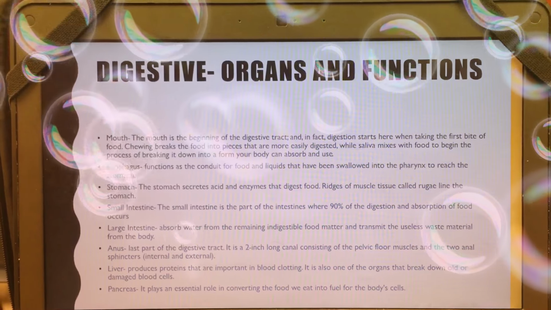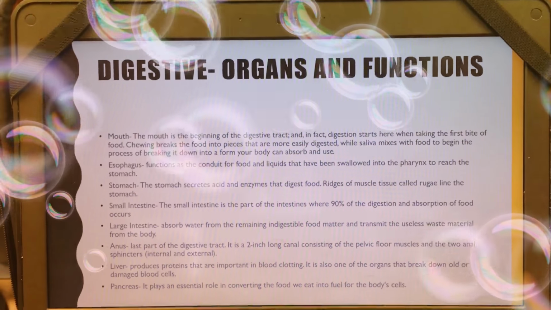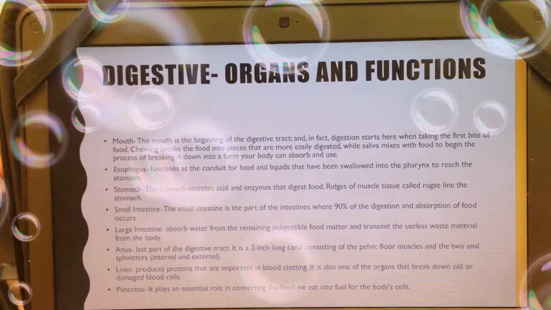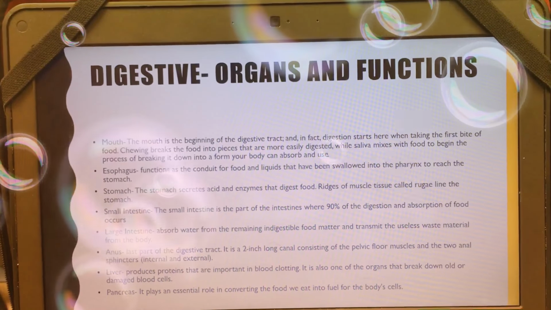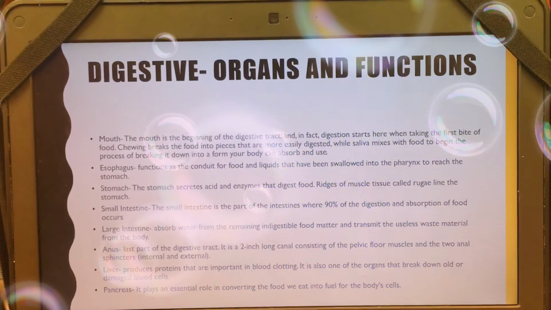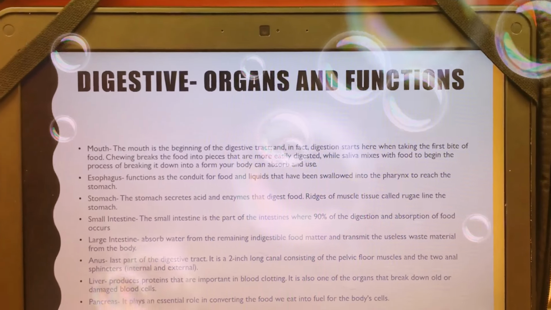The liver produces proteins that are important in blood clotting. It is also one of the organs that breaks down old or damaged blood cells. The pancreas plays an essential role in converting the food we eat into fuel for the body cells.